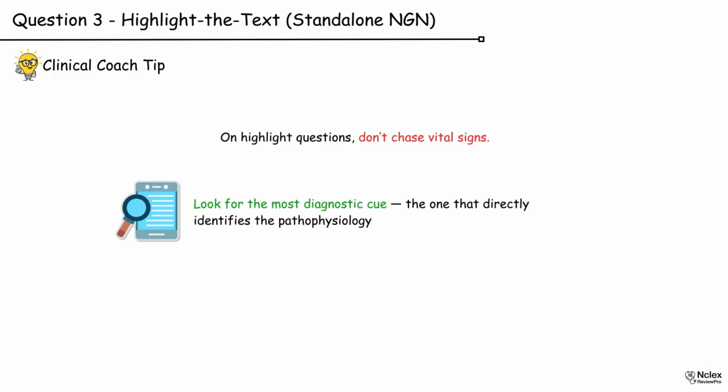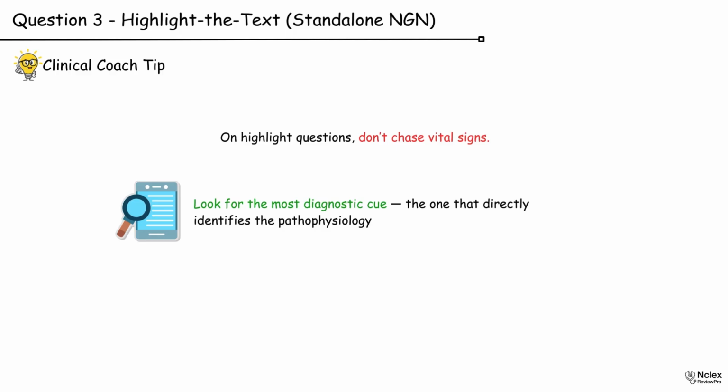Vital signs can be abnormal in many conditions. Instead, ask yourself, which finding directly identifies the underlying pathology? Which phrase explains what is actually happening in the body? That is usually your answer. Pulmonary edema is not defined by anxiety or tachycardia. It is defined by fluid in the lungs, and pink frothy sputum tells you exactly that. That is how NCLEX wants you to separate specific diagnostic clues from general distress signs.